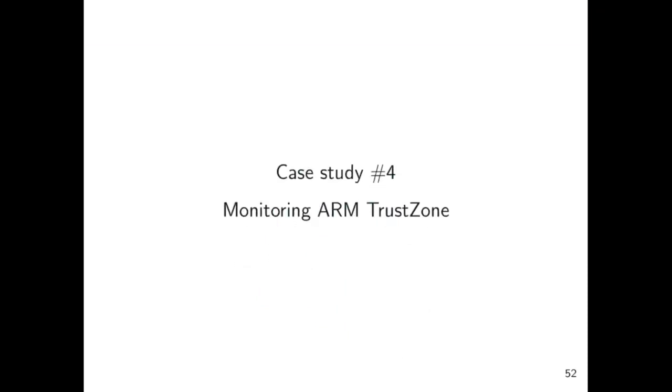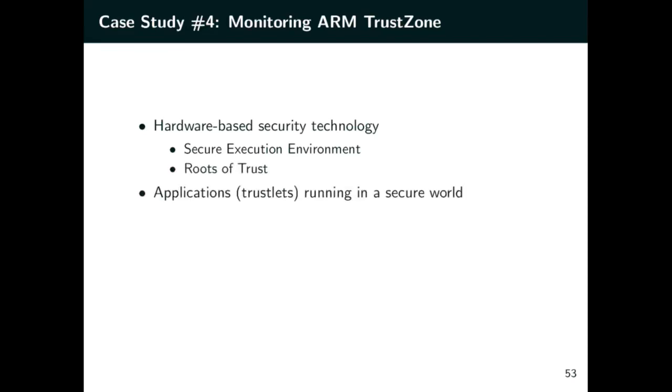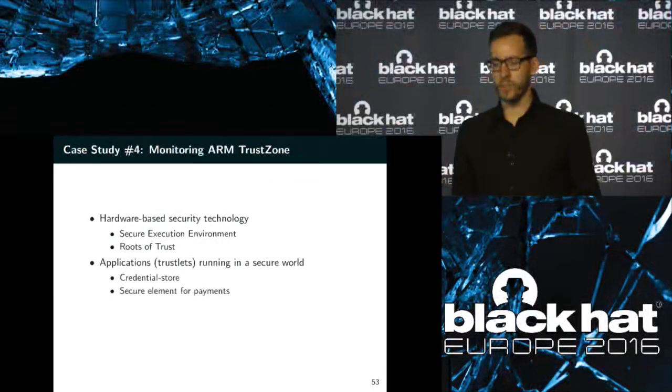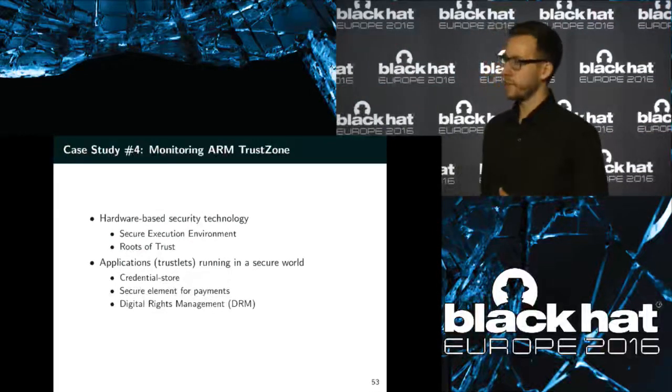And now our last case study. In addition, we want to show you that you can also use those attacks to monitor the ARM TrustZone. The ARM TrustZone is a hardware-based security technology which provides you with a secure execution environment and roots of trust. There are small applications running on it called trustlets, and they run in a secure world in parallel to your untrusted operating system. They implement things like a credential store or a secure element for payments or maybe digital rights management.